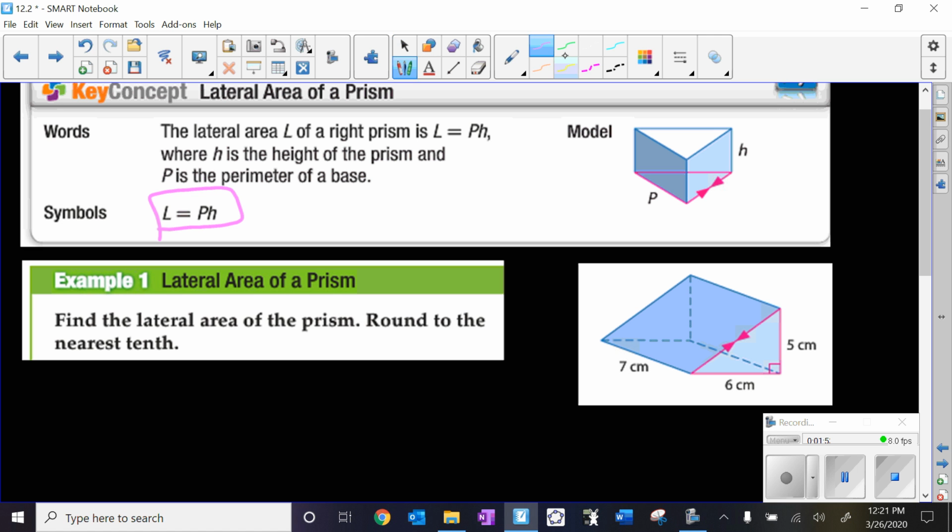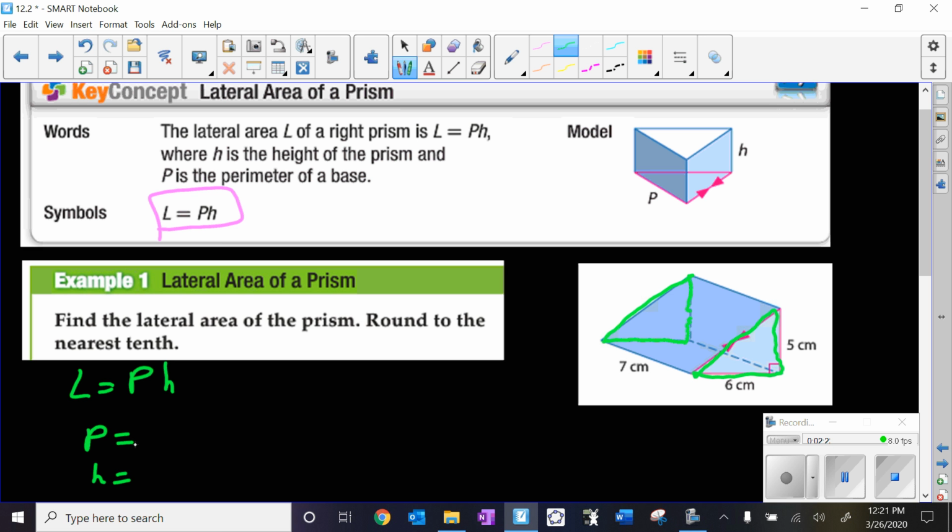Okay, so when I look at this, I know it's a triangular prism because I have a triangle in the front and there is a triangle that is also in the back. Okay, so since those two shapes are congruent, those are the bases. So the first thing that we're going to do is find the perimeter, and then we'll talk about the height. Okay, this is the formula. We need to find the perimeter and the height of this thing.